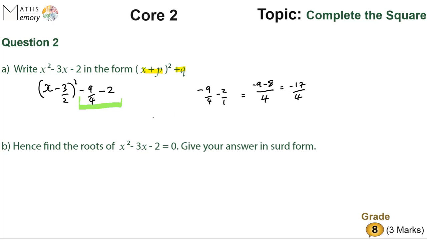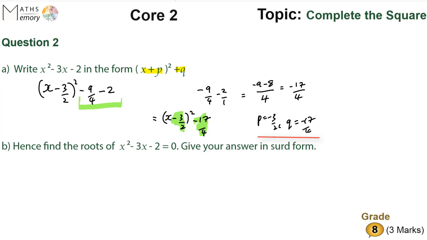So our final answer would be (x minus 3 over 2) squared minus 17 over 4. So we've got two answers here: we've got the p number and the q number. Let's define both of those. P equals minus 3 over 2 and q equals minus 17 over 4.